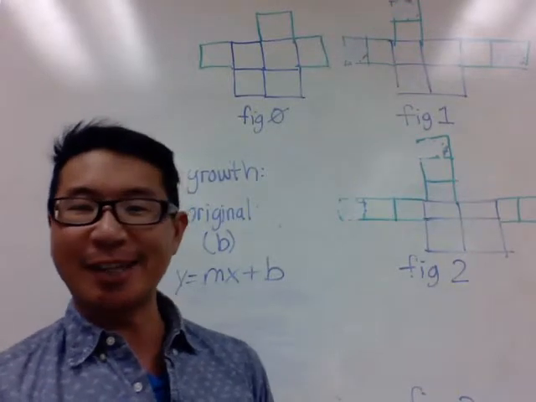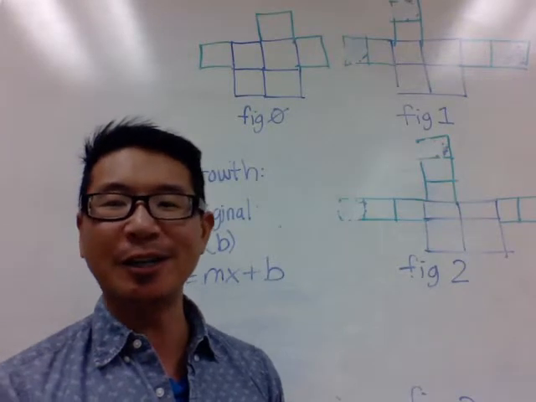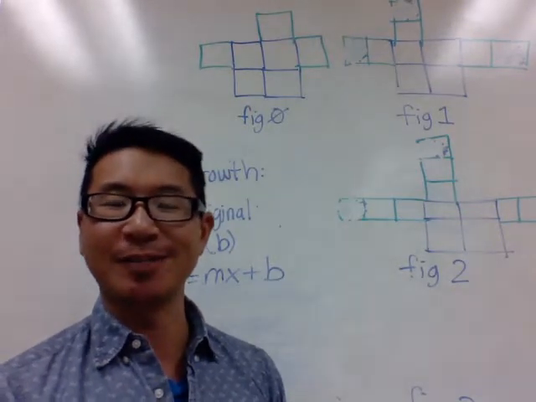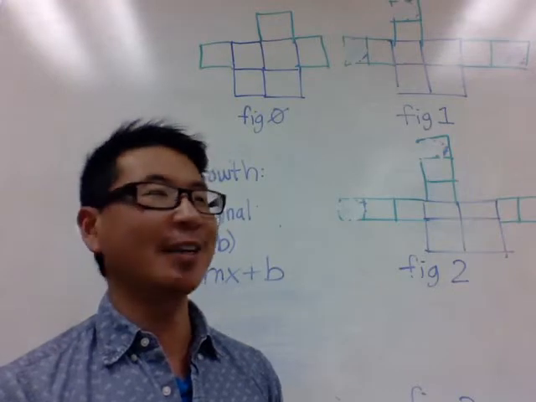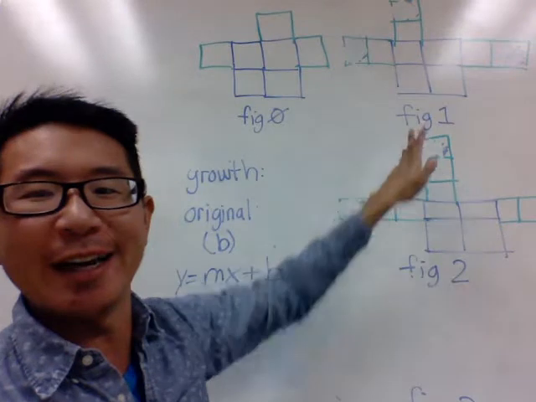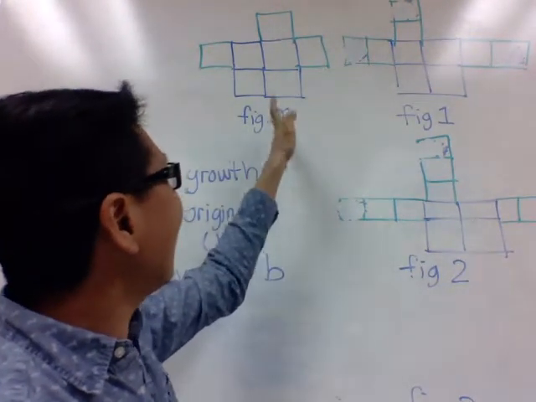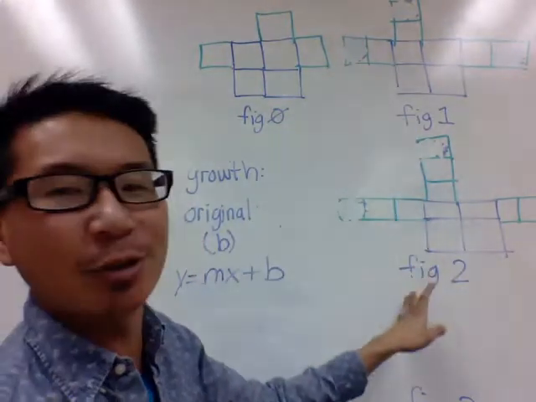Hello, this is Mr. Tan, and today we're going to learn how to determine a rule when you're given a set of figures. In the class, as you can see, I've been given figure 0, figure 1, and figure 2. So I have to figure out how much each one is growing by.